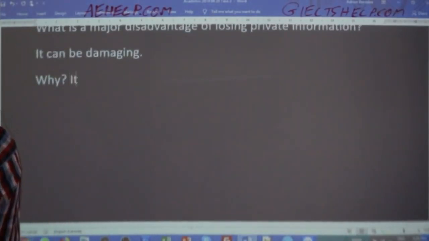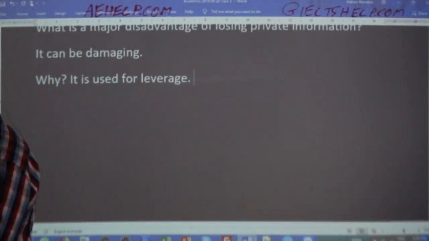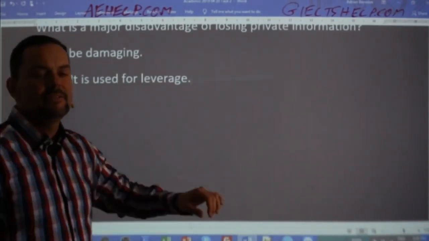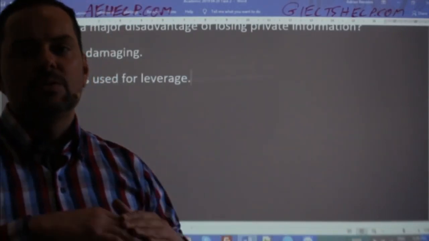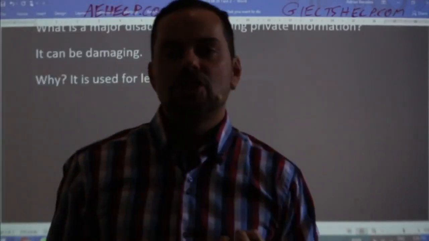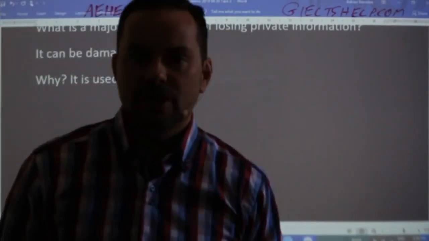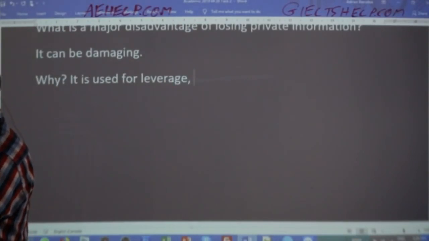It is used for leverage, right? Everybody knows what the word leverage means. Leverage is a lever, right? Leverage is when you take a position of advantage through the use of a tool or some information. And leverage can be, as some of you said, blackmail.